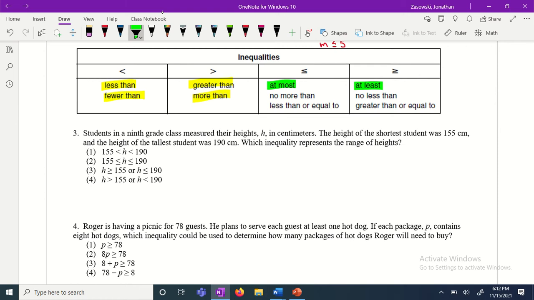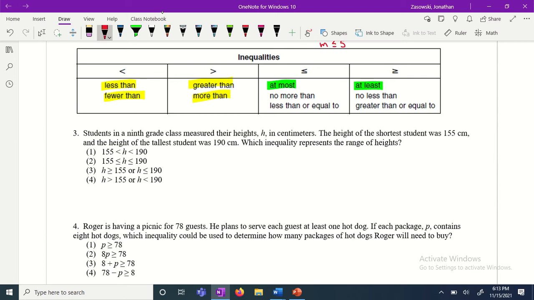The other keywords for less than or equal to is no more than, and obviously less than or equal to, or no less than, or greater than or equal to. But the at most and at least are the ones that come up that can be kind of tricky. So let's look at a few examples.